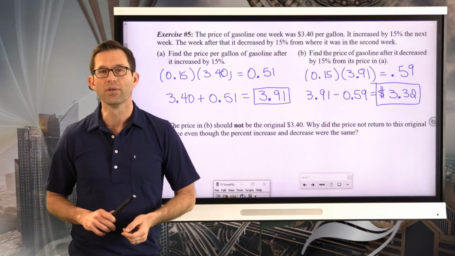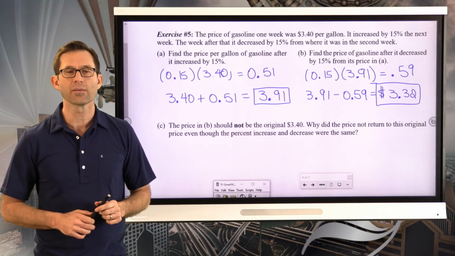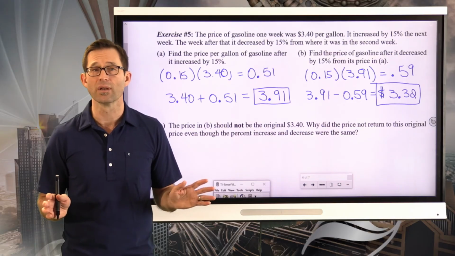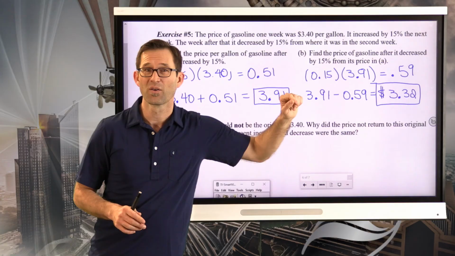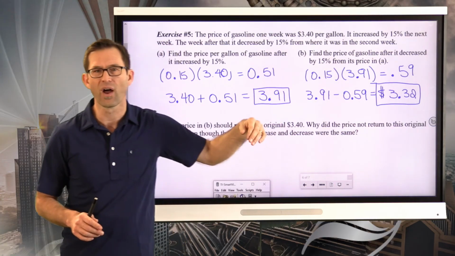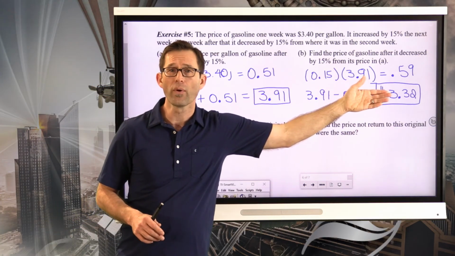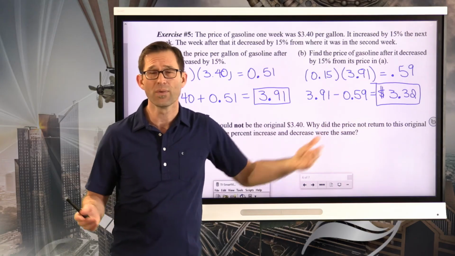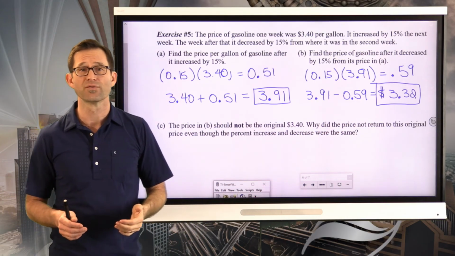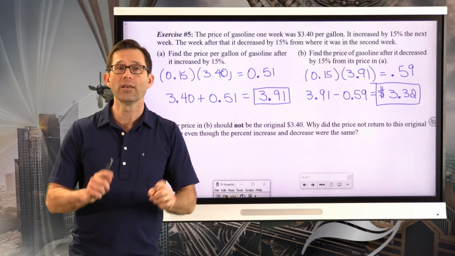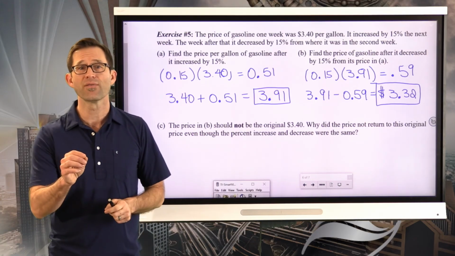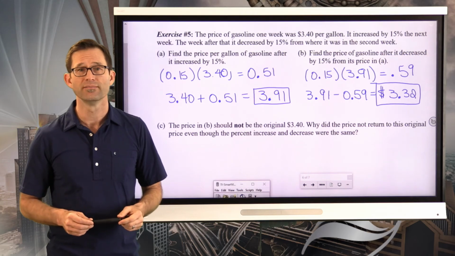So what I'd like you to do is think about this and write something down. As a hint, let me just mention that it wasn't due to the rounding that we did here. We had to round that to 0.59. If we had rounded it to 0.58 and subtracted it, it wouldn't have made any difference in terms of getting back to the original price. So that's not it. Why didn't it return to the original price? Pause the video now and see if you can write something down.